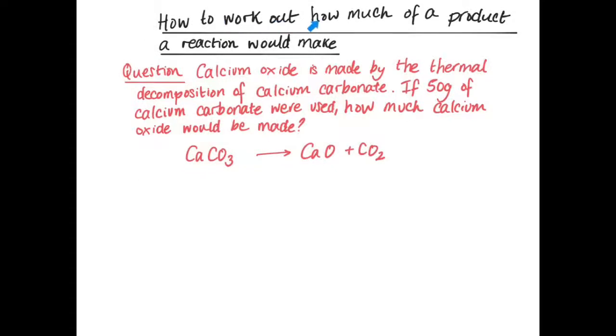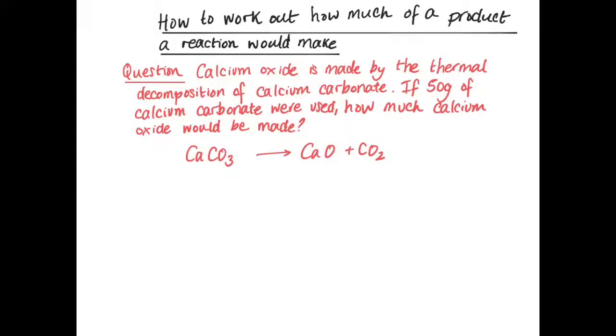How to work out how much of a product a reaction would make. The question is: calcium oxide, which is CaO, is made by the thermal decomposition of calcium carbonate. So if you heat calcium carbonate, you get calcium oxide and you also get carbon dioxide. If 50 grams of calcium carbonate were used, how much calcium oxide would be made?